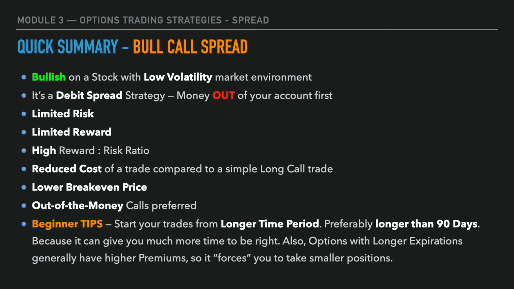For those beginners who just started learning how to trade bull call spreads, I highly recommend you start with those call options with a longer than 90 days expiration period, because it can give you much more time to be right and much less premium fluctuation to manage your trade. And also, those call options with longer expirations generally have higher premiums due to the higher time value, so it can indirectly force beginners to take smaller position sizes.